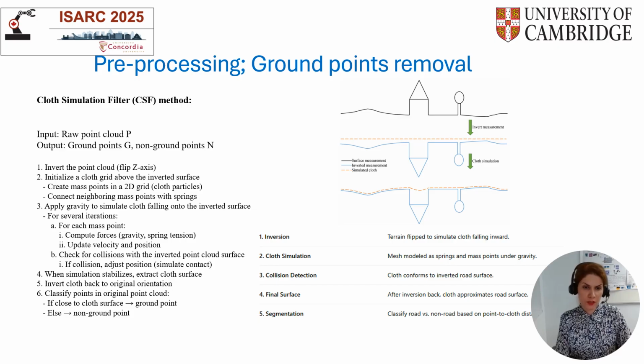Firstly, it starts with inversion, a terrain flip to simulate cloth falling inward. And then cloth simulation is done by a mesh modeled as springs and mass points under gravity. Thirdly, collision detection is applied. The cloth conforms to the inverted road surface. The final surface after inversion back is generated by cloth approximation of the road surface. And finally, segmentation classifies road versus non-road based on point-to-cloth distance.